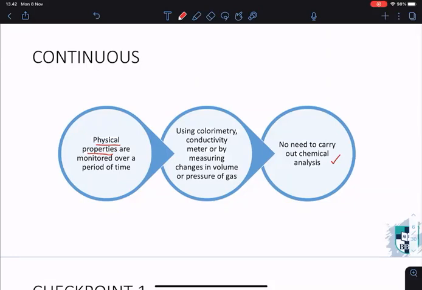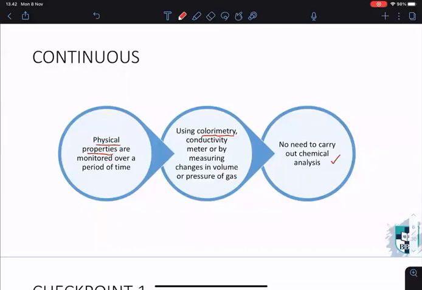If you are measuring intensity of color, you can use colorimetry. Colorimetry is different from calorimetry. Colorimetry is to measure the color intensity. You can measure electrical conductivity using a conductivity meter. Let's say there are free moving ions being formed; they can conduct electricity, so you can measure the increase in electrical conductivity. We can also set certain equations that give you gas, so you can measure the increase in volume or increase in pressure.